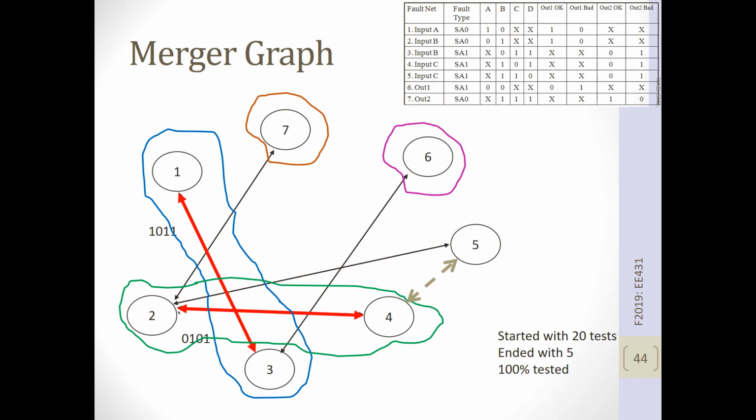So those are the steps if you want to test a circuit made out of gates with a minimal set of test vectors. If you want to test it with the minimum number of tests, you reduce the number of stuck-at faults, you make a table, and you make a merger graph, and try to combine as many tests as possible.